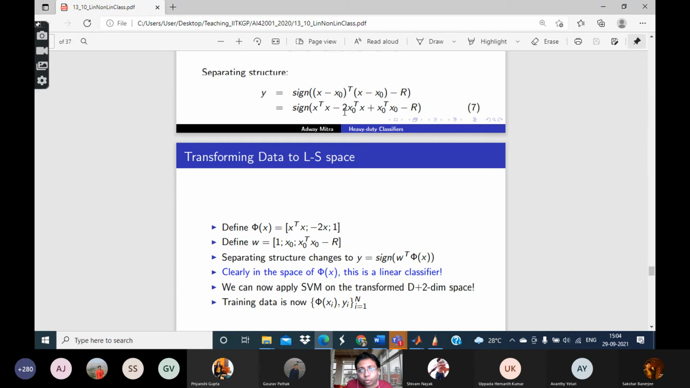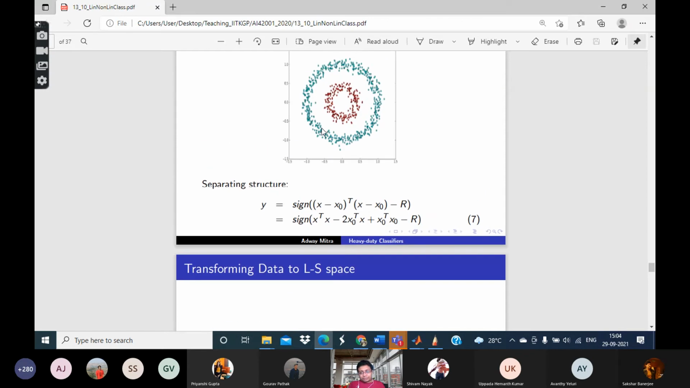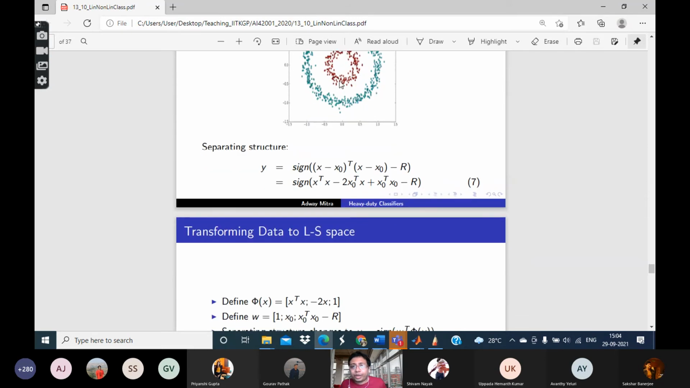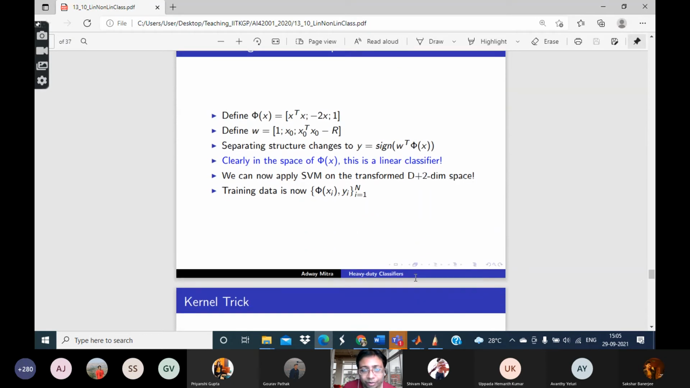But while this is a quadratic function in x, this is a linear function in phi x. That means, if you look at this particular data set or feature space, here the data was non-linearly separable. They had to be separated by a quadratic structure like a circle. But when the same data I transform to this space, then I can actually linearly separate them using a hyperplane, like this. Okay, so that's again some kind of magic.